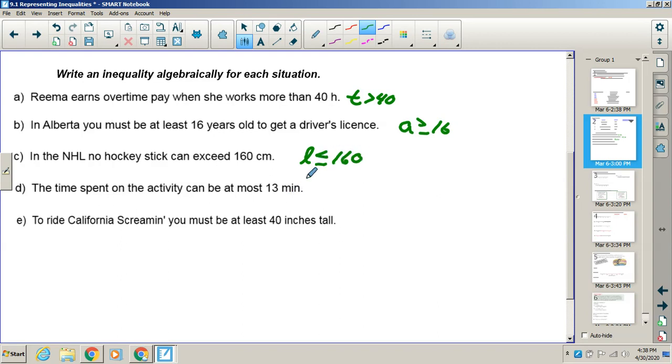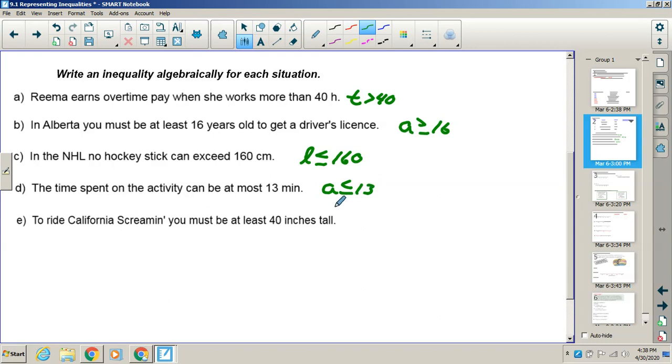D, the time spent on the activity can be at most 13 minutes. So my activity time can be 13 minutes or anything less. It can't be anything over 13 minutes. My activity time is less than or equal to 13.